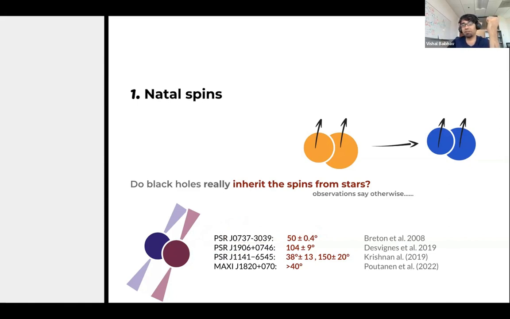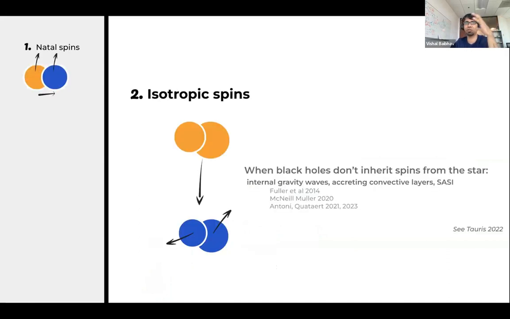So if black holes and neutron stars do not get their spins from their parents, where do they get their spins from? The next obvious possibility is that, instead of having aligned spins, they can have completely isotropic spins. You can get this if you have, let's say, internal gravity waves driven by shell burning, which can impart some angular momentum to the core. You can also have things like, when there's a direct collapse, the star might accrete some convective layers, which can give the black hole some spin in a random direction. In all these cases, you should expect the spins to be isotropic.